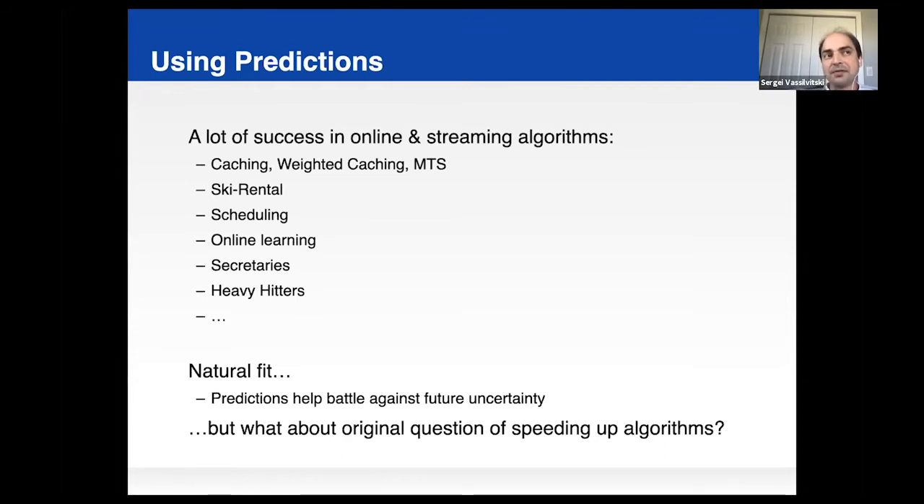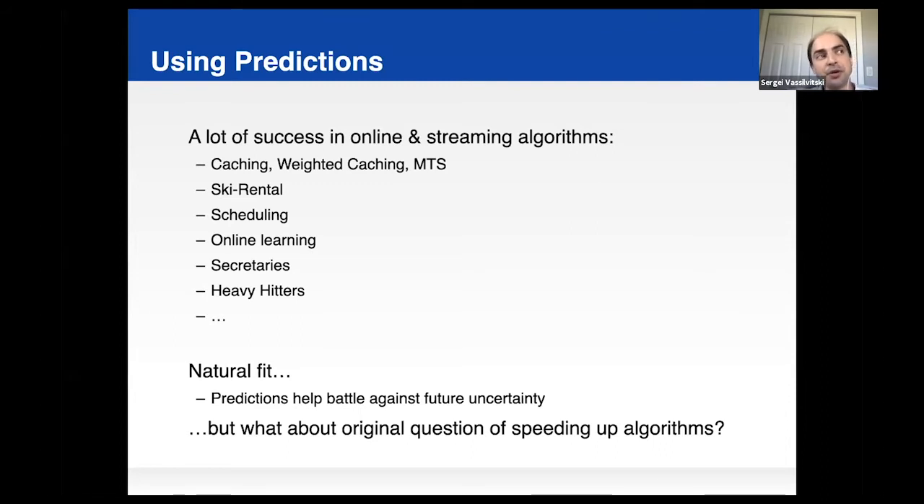And for a lot of these, this is a natural fit because both in online algorithms and to some extent in streaming algorithms, the predictions help you battle against this future uncertainty, and they help you constrain the problem space and steer you away from worst case instances. And that gives you these performance wins that we have seen, right? And that we're going to see, I think, in the next couple of talks as well.